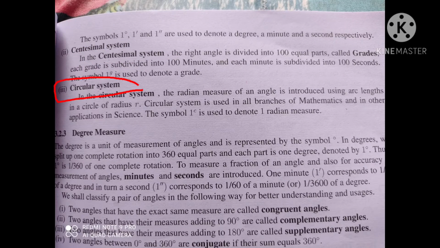Okay, then circular system. In the circular system, the radian measure of an angle is introduced using arc length in a circle of radius r. Circular system is used in all branches of mathematics and in other applications in science. The symbol 1C is used to denote 1 radian measure.